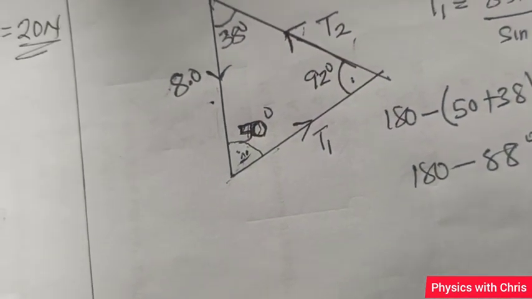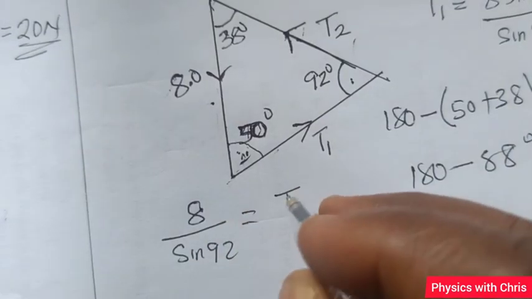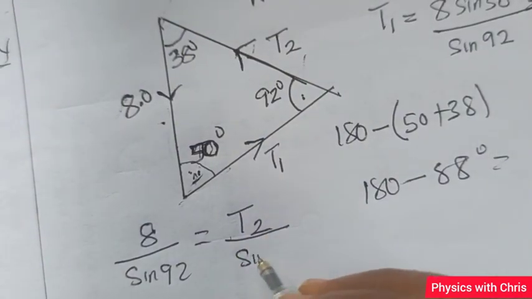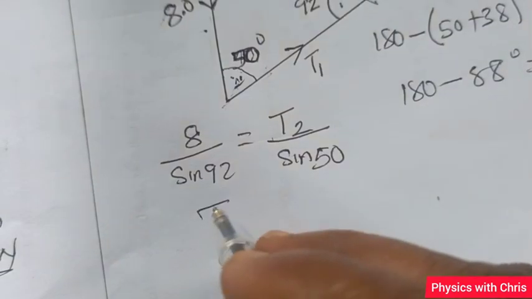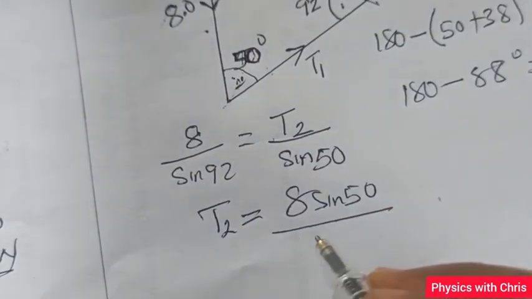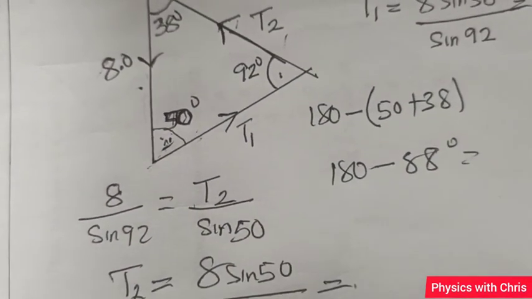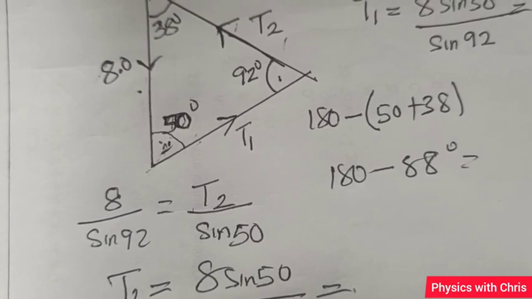And to find T2, I can equally use 8 over sine 92 is equal to T2 over sine of the angle opposite that side, which is 50 degrees. So T2 gives me 8 sine 50 divided by sine 92. You can finish that up with your calculator. So this is how we solve questions involving three forces in equilibrium.